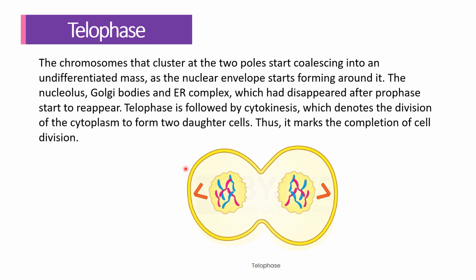The next and last stage of mitosis is telophase. The chromosomes that cluster at the two poles start coalescing into an undifferentiated mass, as the nuclear envelope starts forming around it. The nucleolus, Golgi bodies, and ER complex, which had disappeared after prophase, start to reappear. Telophase is followed by cytokinesis, which denotes the division of the cytoplasm to form two daughter cells. Thus, it marks the completion of cell division.